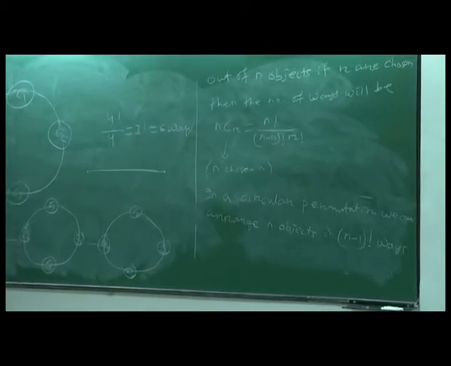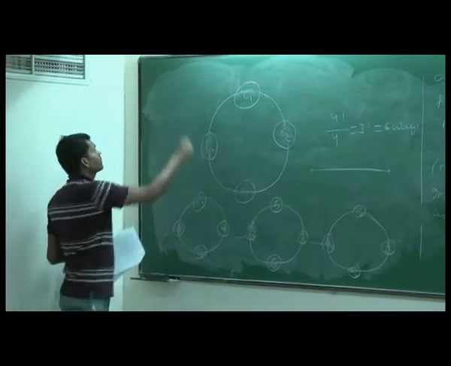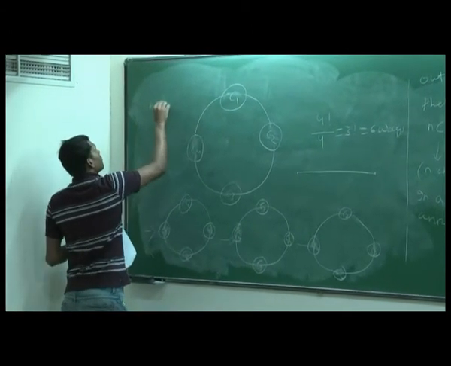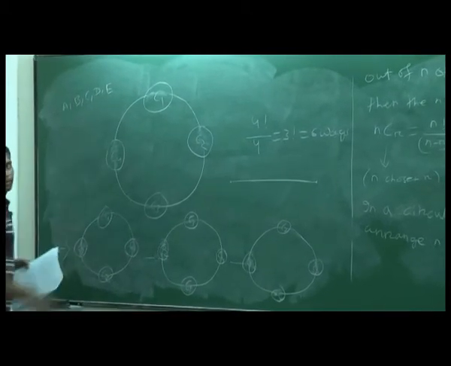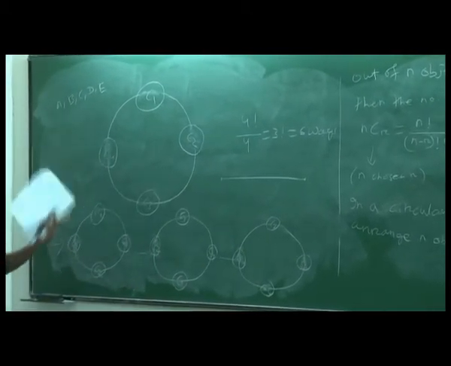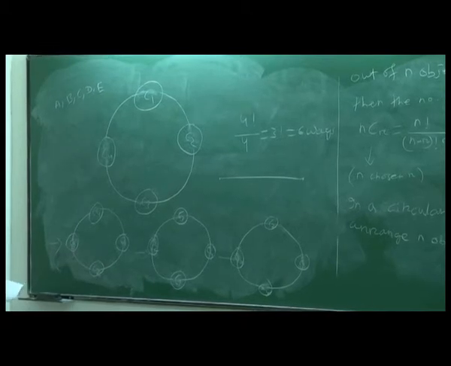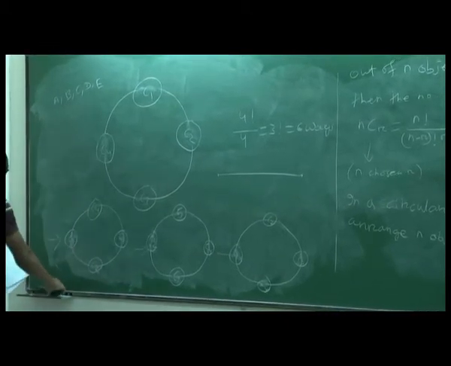Suppose we take 5 boys, A, B, C, D, E, then how many ways will it be? 5 minus 1 factorial, that is 4 factorial, that is 24. Okay.